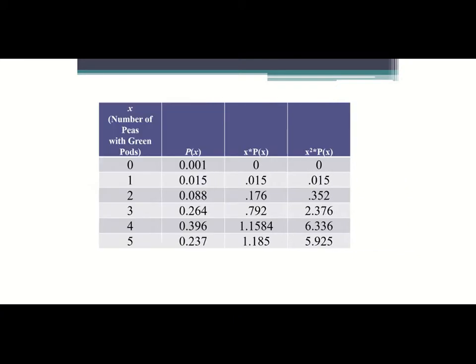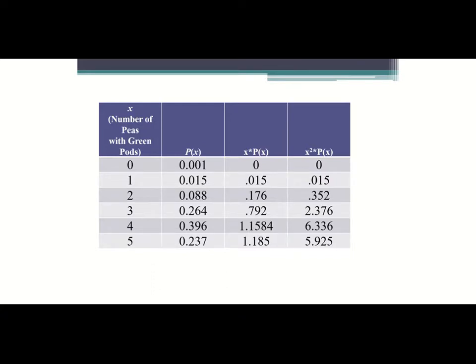So if you look back at the equations on the front, the mean is based on x times p of x. Now x is the number of green peas, so it's one of those numbers 0 to 5. P of x is the probability associated with getting that number. Okay, so we want to make a column where we're going to find x times p of x. So for example, 0 times 0.001 is 0. 4 times 0.396, 1.584. Okay, all these numbers is this column times that column.